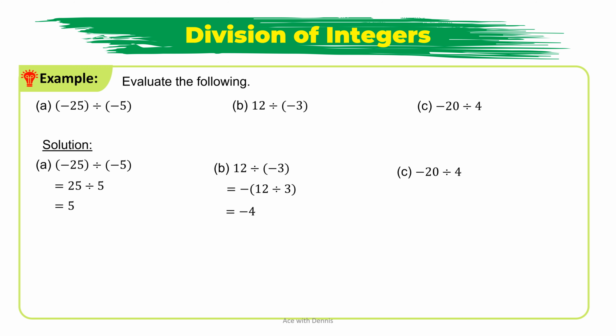For C, negative 20 divided by 4 equals negative 5. As we know that a negative number divided by a positive number gives us a negative number, so 20 divided by 4 we get 5. So the result is negative 5.